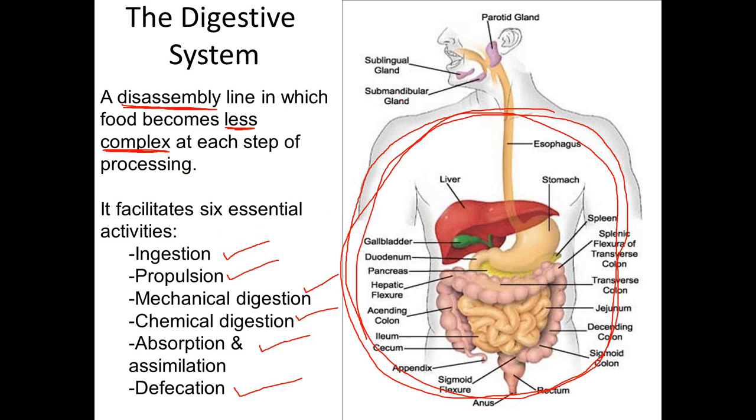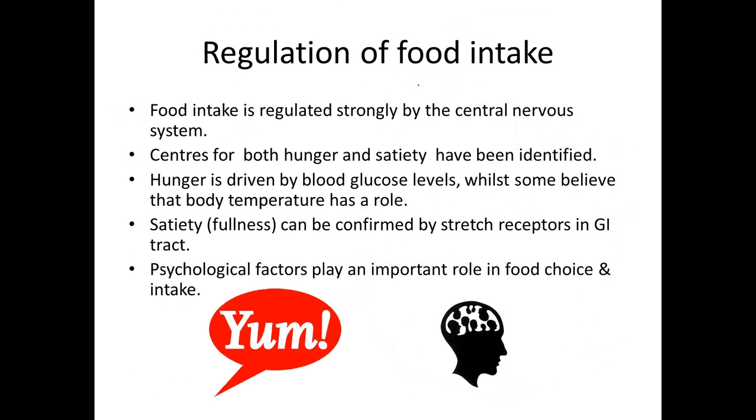But before we start, what is it that drives our wish to eat? What is it that drives us to put food into our mouth? The key thing to say is that food intake is strongly regulated by our central nervous system. And when we look at the brain, we've been able to identify hunger centers and satiety centers. Satiety meaning fullness or adequacy. So we found parts of the brain that are heavily active when we're hungry, and we found parts of the brain that are heavily active when we're full.